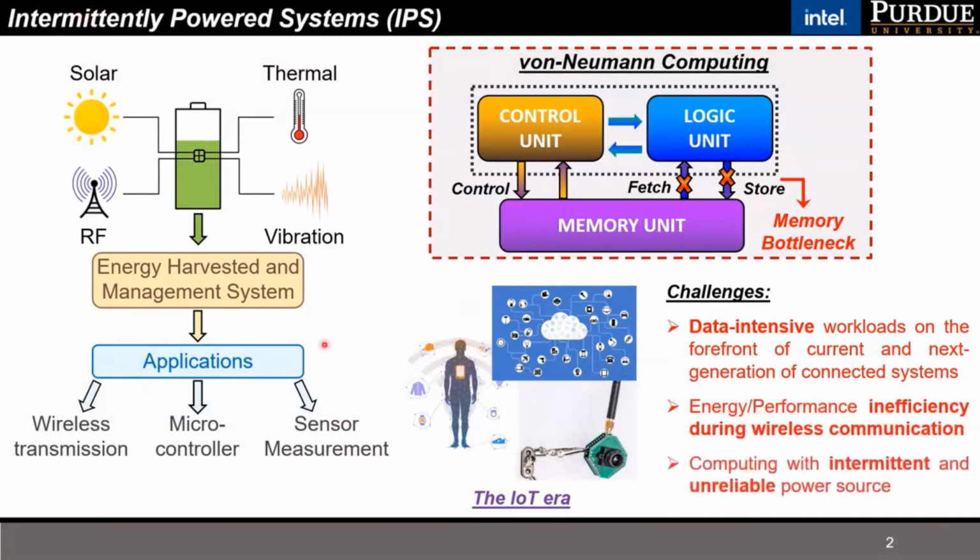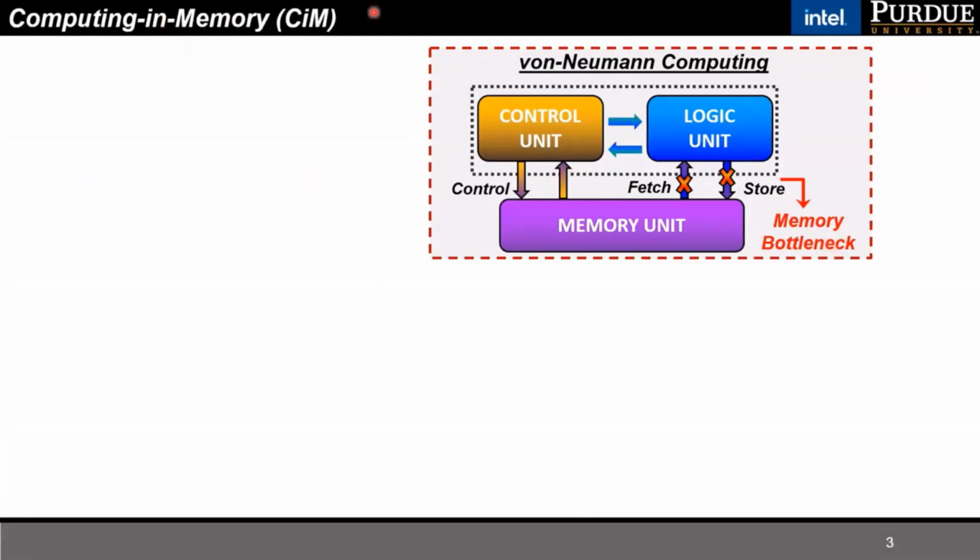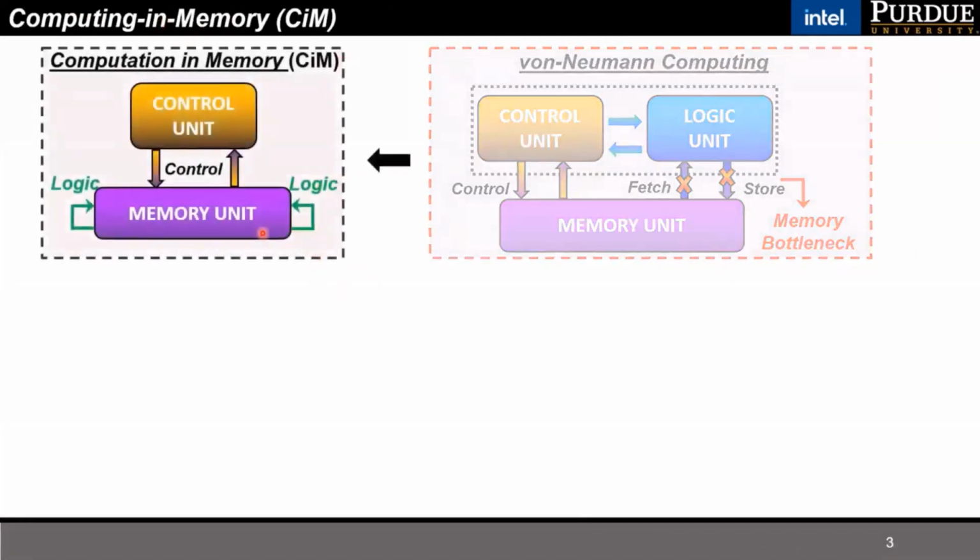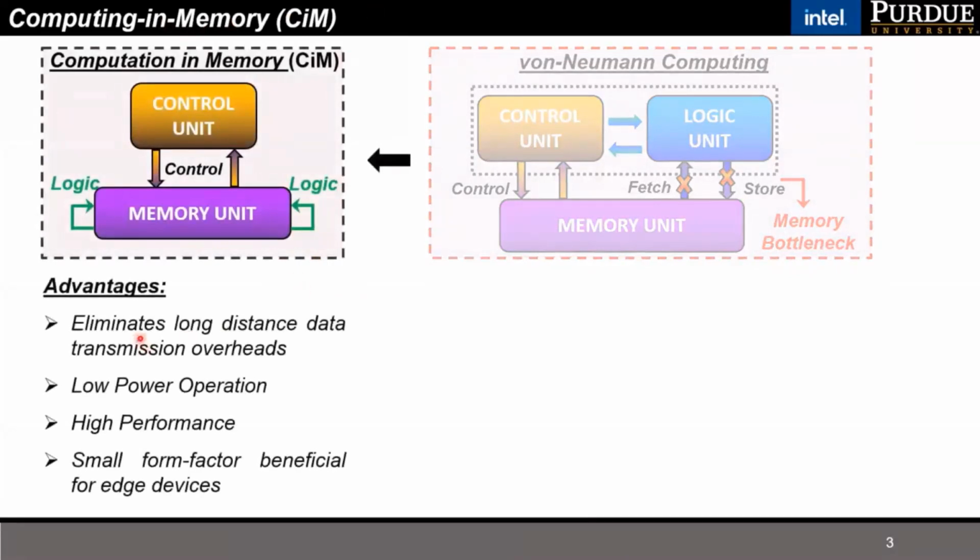And also, as the name suggests, the computing itself is intermittent due to the unreliable nature of the power source in these systems. Now, the key solution to overcome these challenges is to reduce the energy consumption in various aspects of this system. To overcome the memory bottleneck, people have looked at an alternate computing architecture known as computing in memory, where we perform logic operations within the memory unit. Such an approach eliminates long-distance data transmission between logic and memory unit, leading to low power consumption and high performance.